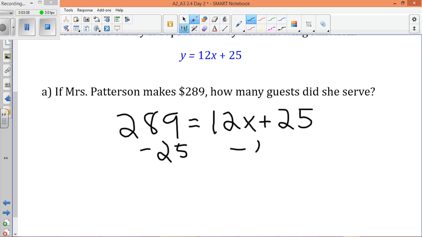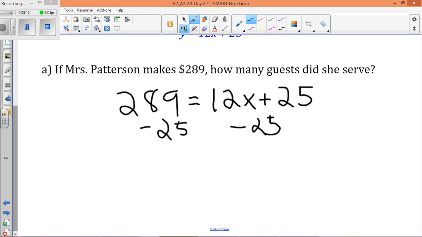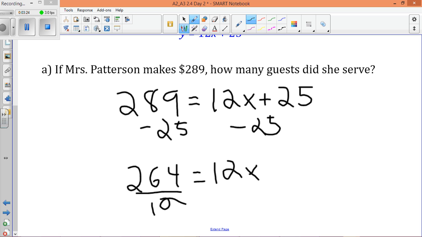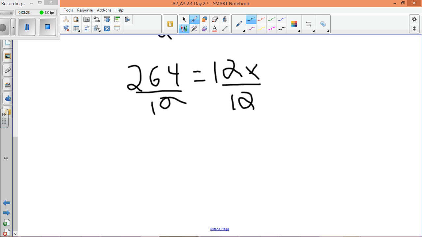Okay, so subtract 25 from both sides. Subtract 25, subtract 25. And my result is 264 is equal to 12x. 264, we divide both sides by 12, divide both sides by 12, and we get 264 divided by 12, wow, that's a terrible 12, x is equal to 22, right?